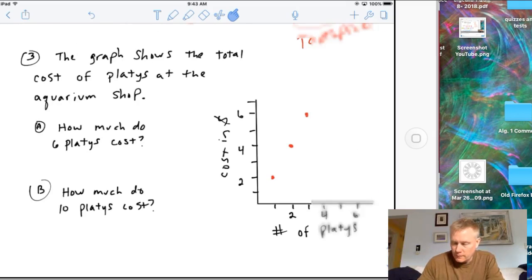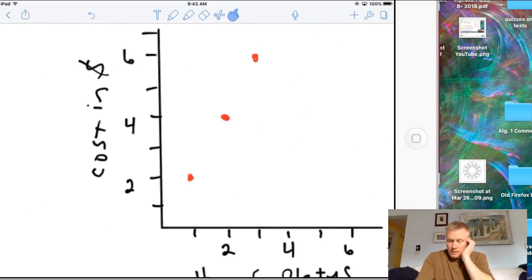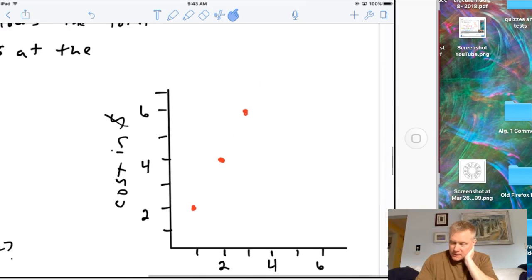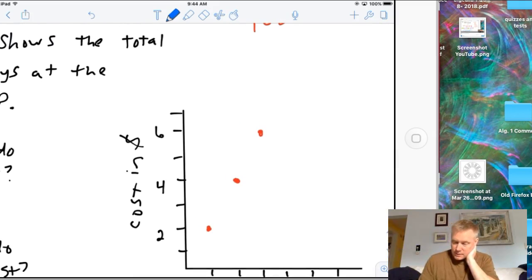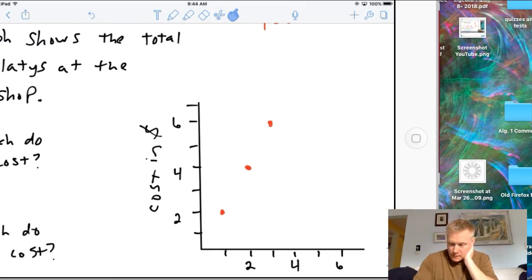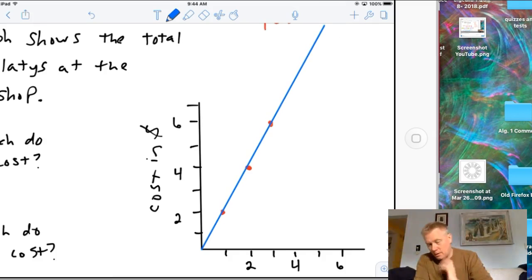Okay, so let's go back over here for the graph for a moment. If I'm looking at this and I wanted to extend the pattern, this doesn't go all the way up to 6. It only goes to 4 here, huh? 1, 2. So, I mean, this looks like a linear kind of pattern. So if I was to make it up to there, you could probably figure out how much it would cost for 6 platies.